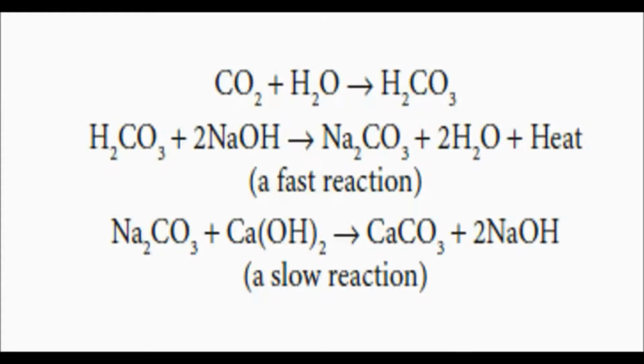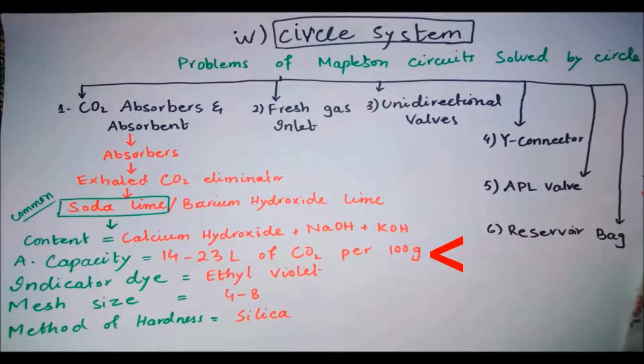First, CO2 combines with water to form carbonic acid, which is neutralized by hydroxide salts, which form as end products heat, water and calcium carbonate. Capacity of soda lime is, it can absorb up to 23 liters of CO2 per 100 gram of absorbent.